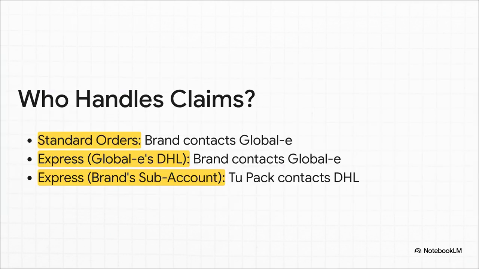So what happens when something goes wrong and a claim is needed? Knowing who's responsible is key. It breaks down like this. For any standard order or an express order using Global E's own DHL account, the brand contacts Global E directly. The only time we step in is if an express order was shipped using the brand's specific DHL subaccount under 2PAC. Only then do we handle the claim with DHL.